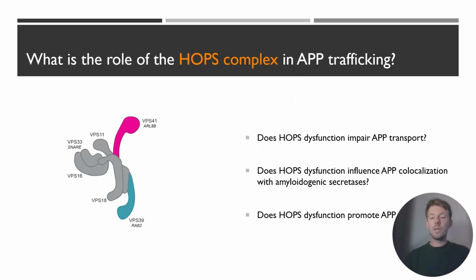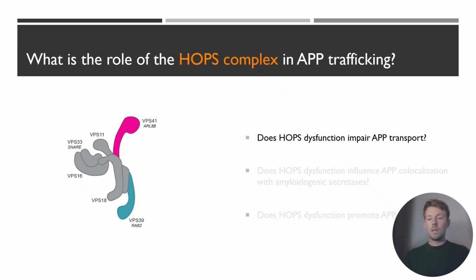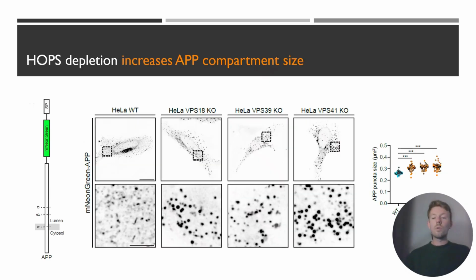So therefore, we wanted to address what the role of the HOPS complex is in APP trafficking and processing. For this, we first focused on the question of how HOPS dysfunction impairs APP transport. We made use of already established HOPS knockout cell lines. In these cells, we depleted one single subunit of the HOPS complex, thereby impairing its function. And in these cells, we overexpress APP with an N-terminal tag.